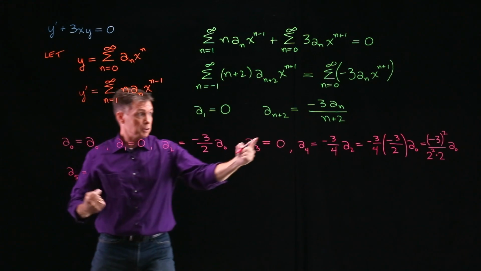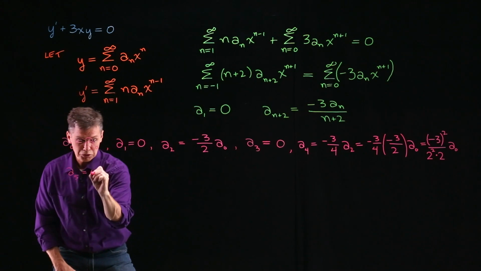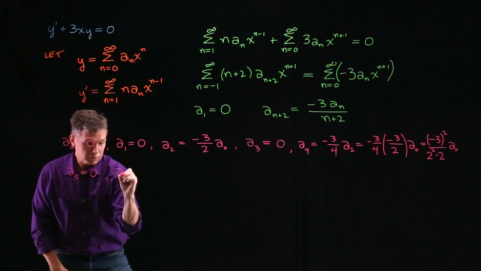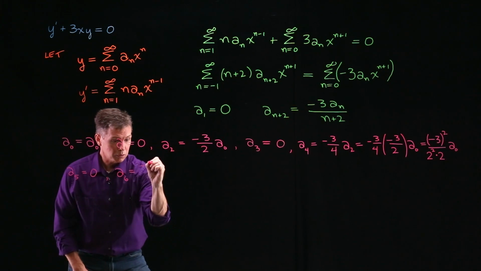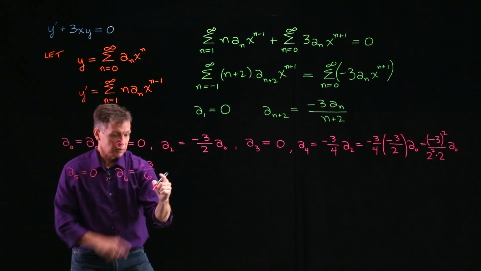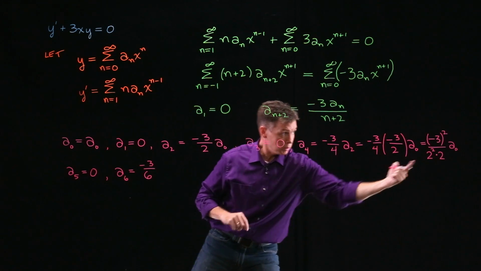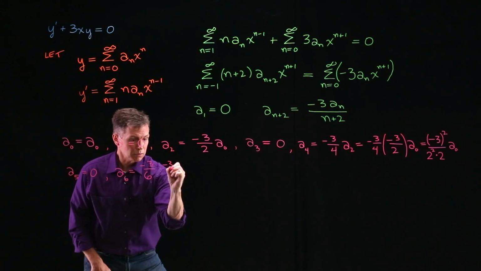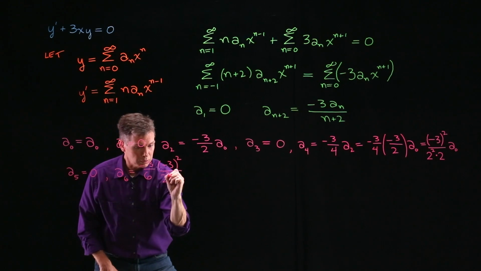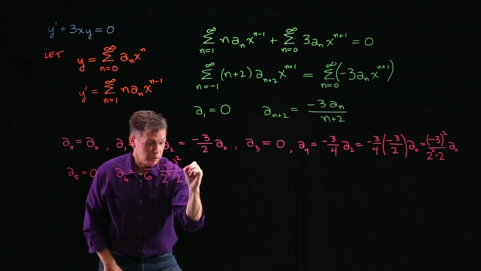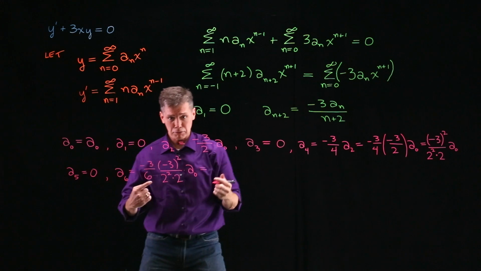A sub 5 is going to bank on a sub 3, which is 0. So that's good again. A sub 6. So that's going to be minus 3 over 6 times a sub 4. And I know what that is right here. That's the minus 3 squared times 2 squared times 2 times a sub 0. Let's see if I can rewrite that. Again, looking for a pattern.